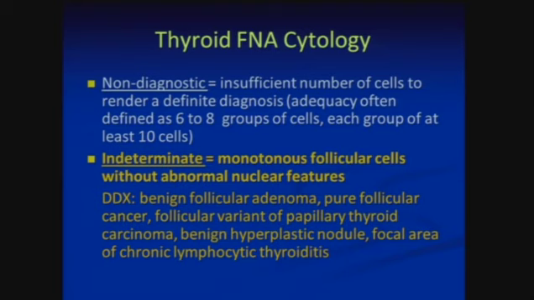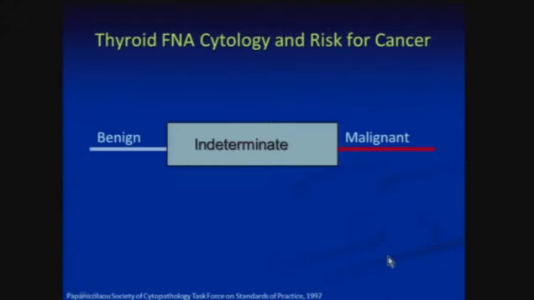It could even be a benign nodule, but the FNA specimen was just obtained from a region that had relatively monotonous follicular cells. It could even be a focal area of chronic lymphocytic thyroiditis. Now, until recently, this was the schema that was used for giving prognostication of malignancy risk based on cytology results.